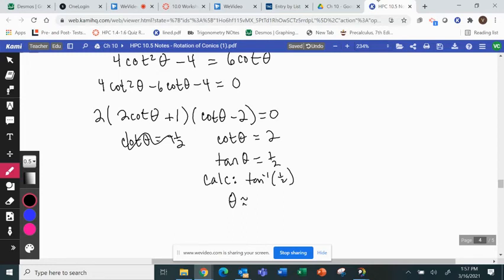And my theta is approximately 26.6. I forgot now. Oh, wait, I have it written down. 26.6.